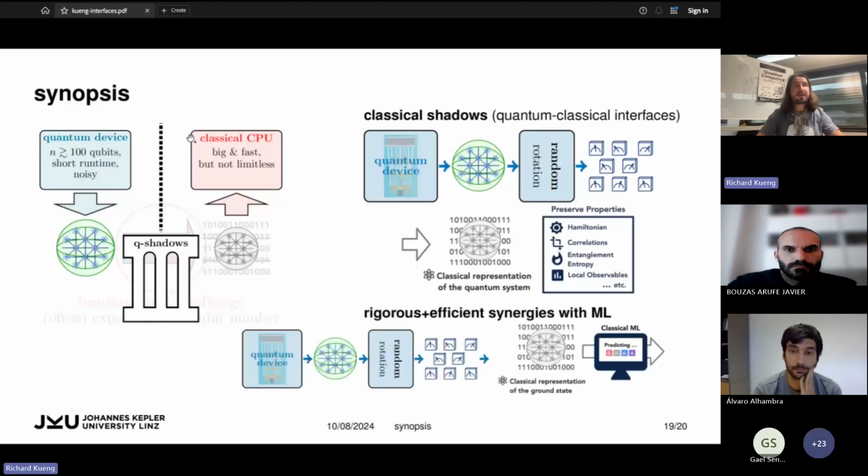And then I quickly told you about what excites me today, because I really think that we can use these classical shadows as a quantum to classical interface to construct a pipeline where we use a quantum computer to generate data, classical shadows to convert it into machine readable form, and then classical AI and machine learning techniques to learn something new about the quantum.